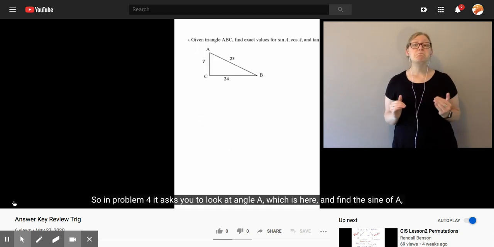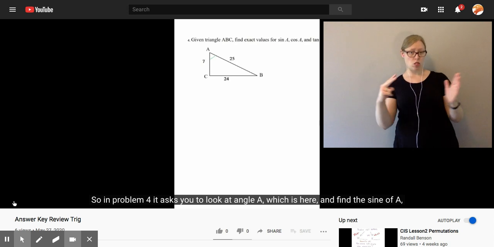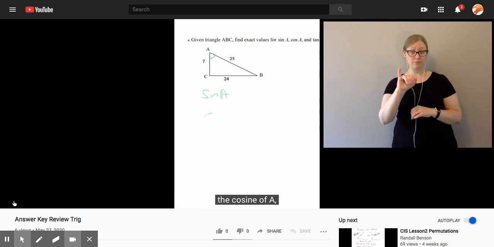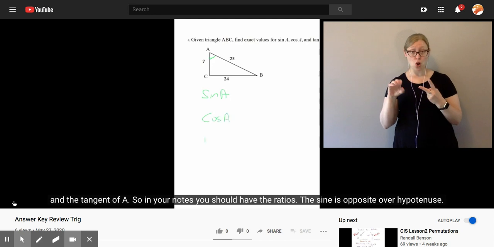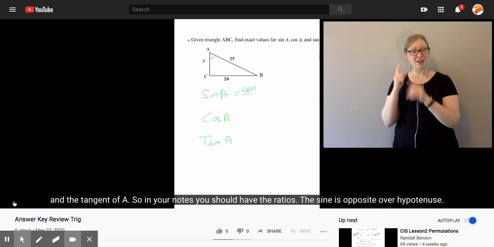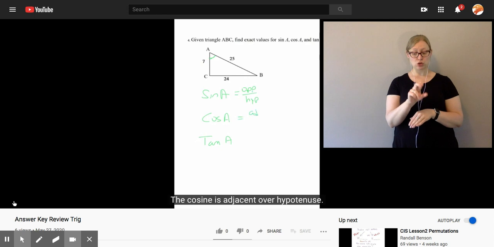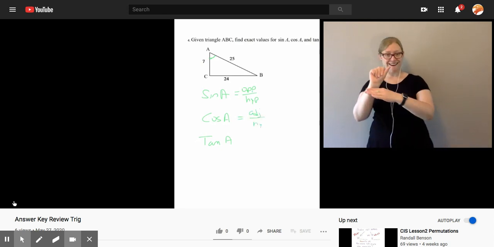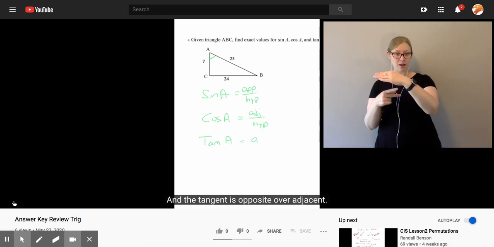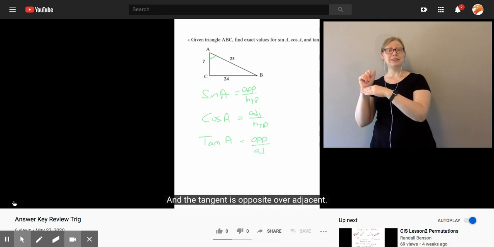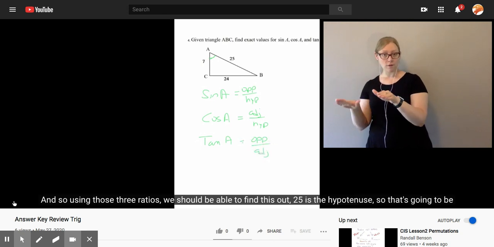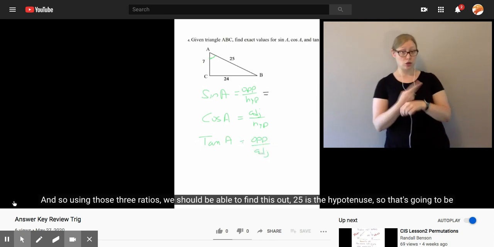So problem 4 asks you to look at angle A, which is here, and find the sine of A, the cosine of A, and the tangent of A. So in your notes, you should have the ratios. The sine is opposite over hypotenuse. The cosine is adjacent over hypotenuse. And the tangent is opposite over adjacent. And so using those 3 ratios, we should be able to find this out.